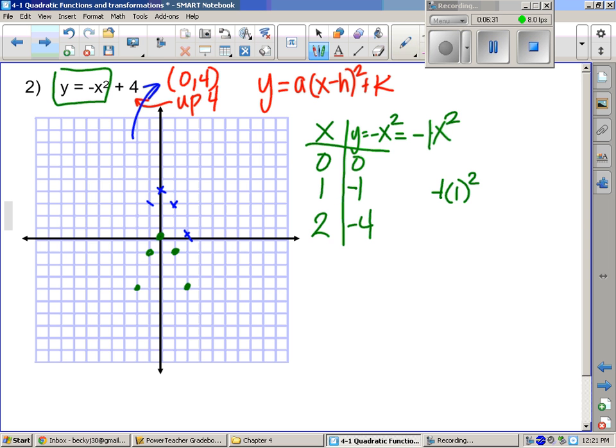And it will look like this. And connect with your smooth curve. So it's a parabola. That's pretty. Thank you. I learned from the best.